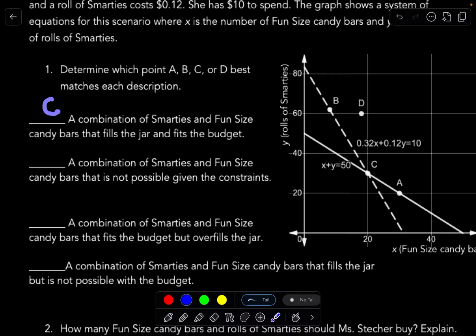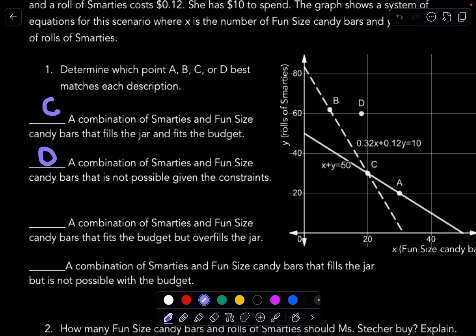The next statement is a combination of Smarties and fun-sized candy bars that is not possible at all given the constraints, which implies it cannot be on the constraint of the money because it doesn't satisfy that constraint, nor can it be on the constraint of the number of candy bars. There's only one point that's not on either, and that's D.